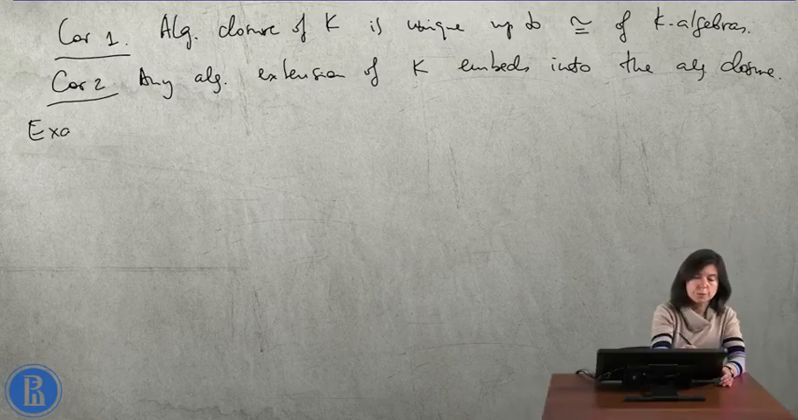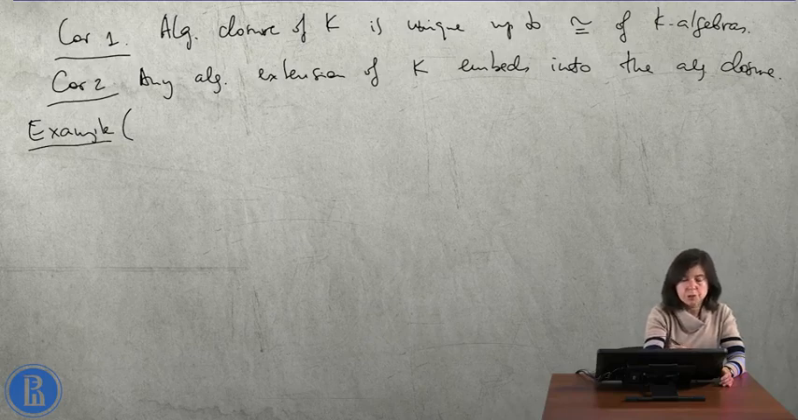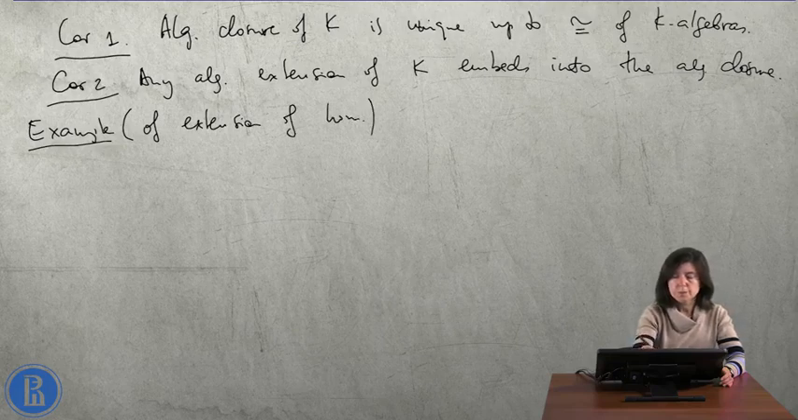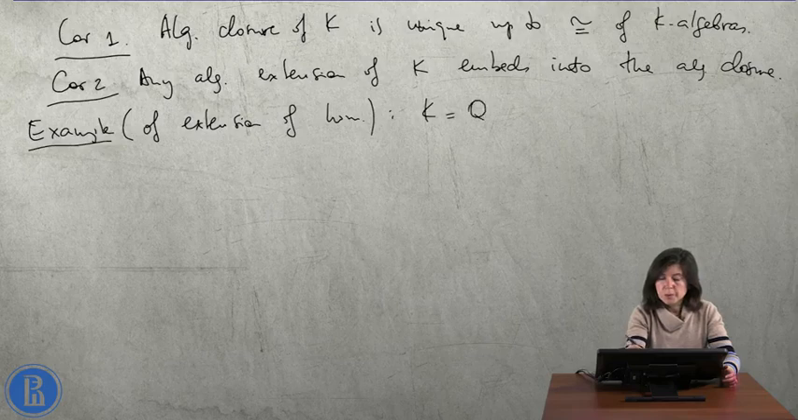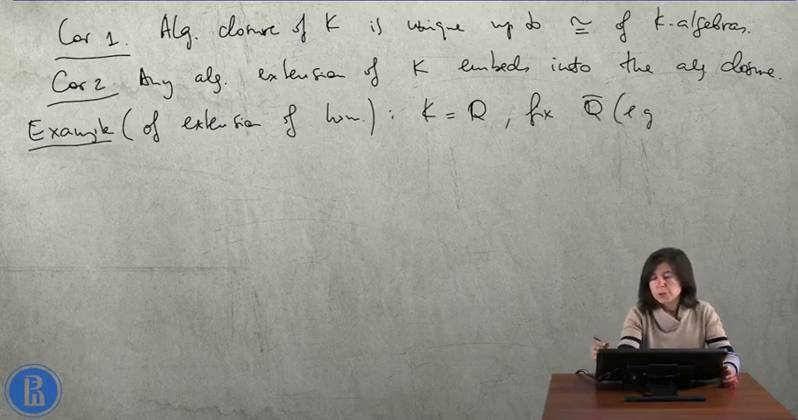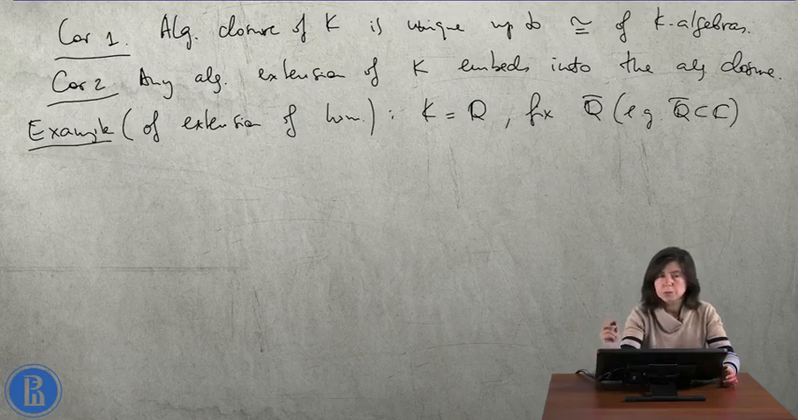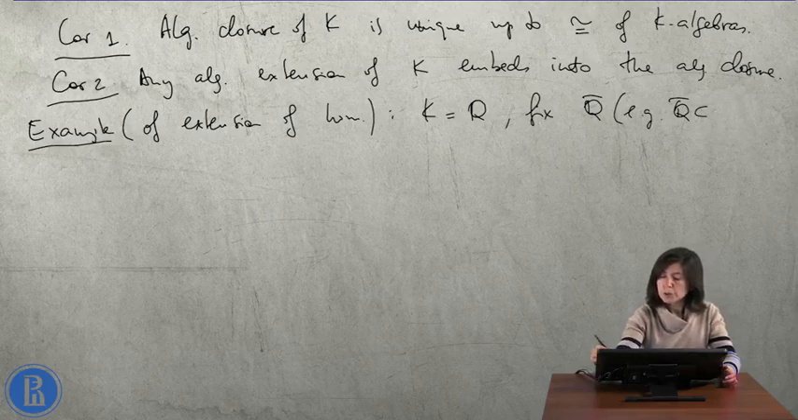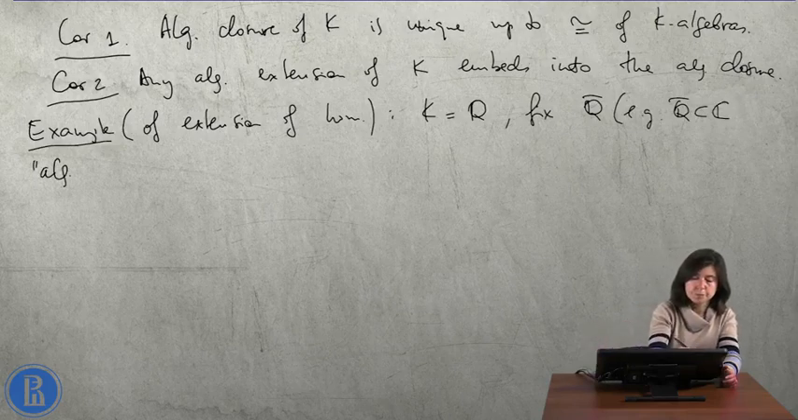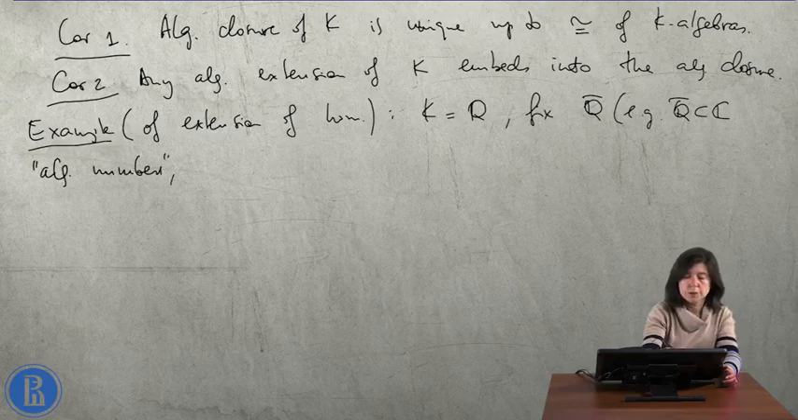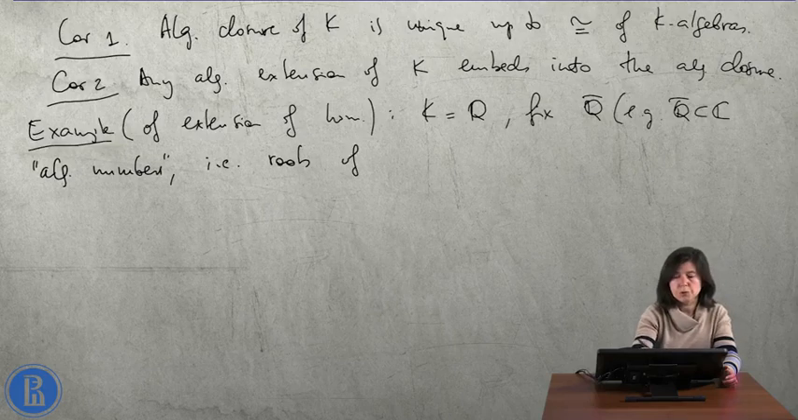So let me give you an example of extension of homomorphisms. Let's take K equal to Q, and let's fix an algebraic closure, Q bar. For instance, one can consider Q bar embedded in C, one often does that, as the set of algebraic numbers, that is, roots of polynomials with rational coefficients.